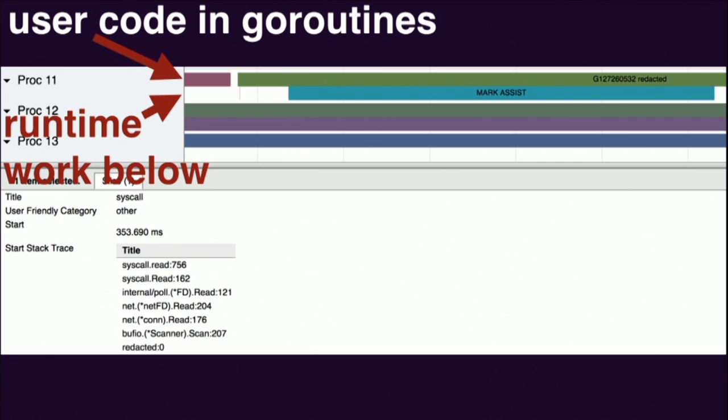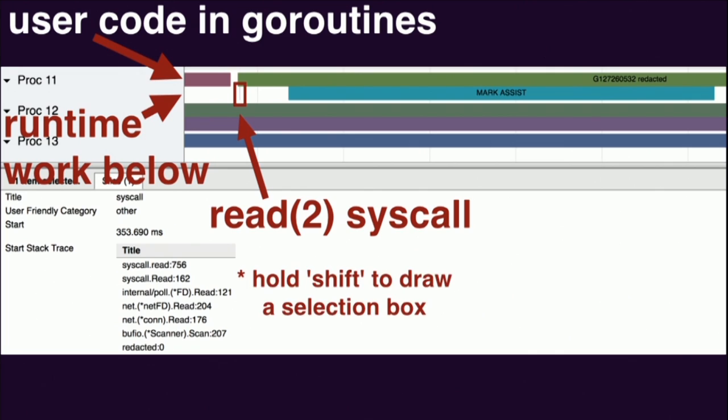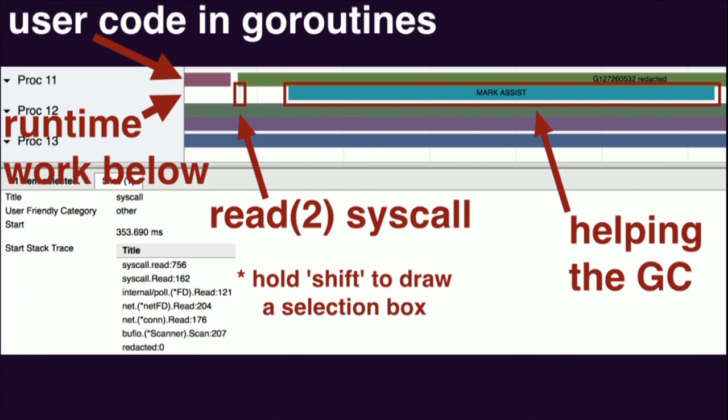First of all, you may not be able to see it yet, but when I put a box around it, you might see that there's this tiny little half pixel wide sliver that is a read syscall that began. You can try clicking on those little half pixel wide things. You can also hold shift and draw a selection box. It's much easier. I was very happy when I learned that. And there's also mark assist and also sweep that shows up as longer spans because there's work to be done. And so that's what it looks like when your Go routines are helping the garbage collector.